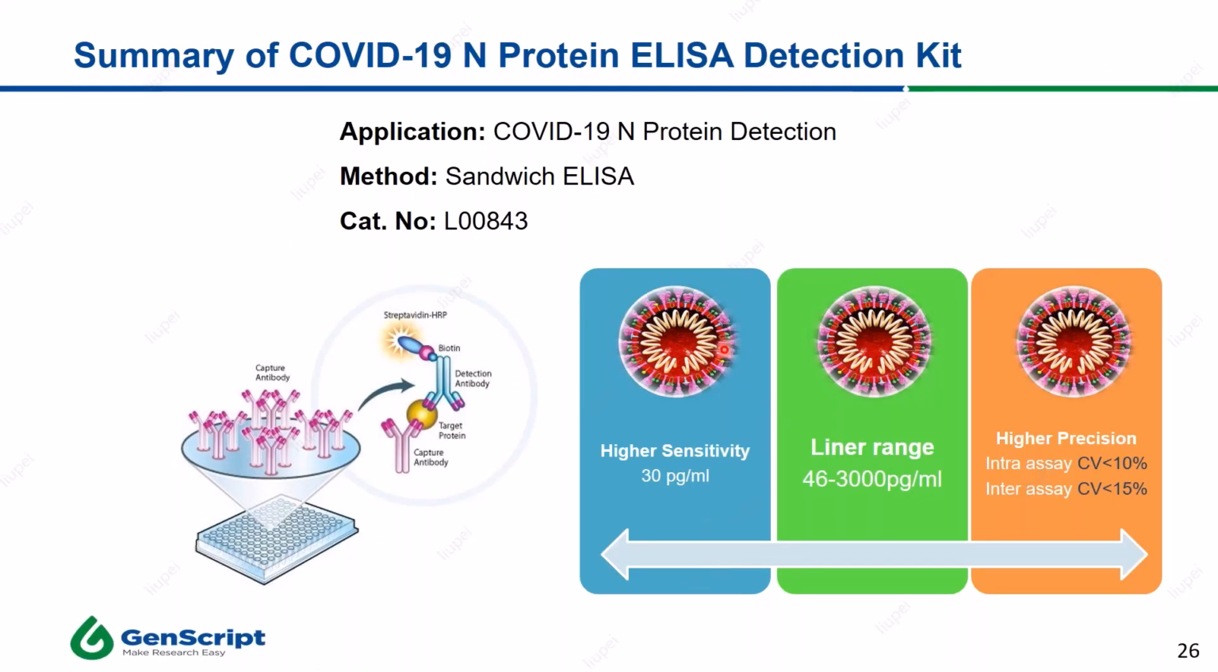Here is a summary of the COVID-19 and protein ELISA kit. Our kits have a good performance with a higher sensitivity and linear range and a higher precision. Here is our kit catalog number.